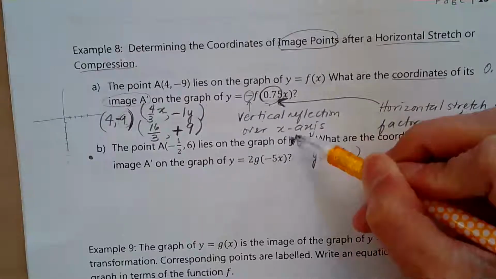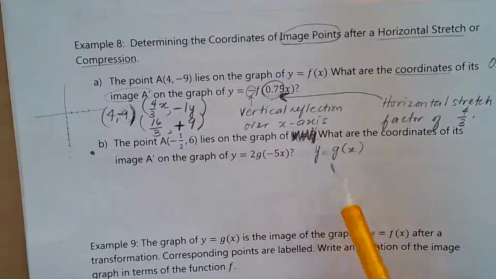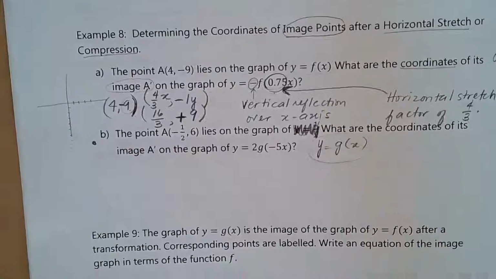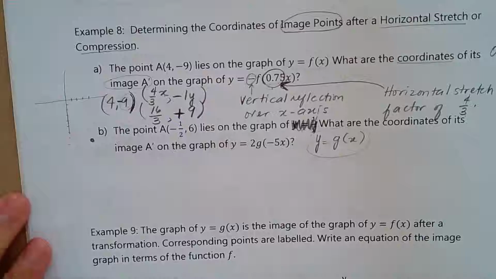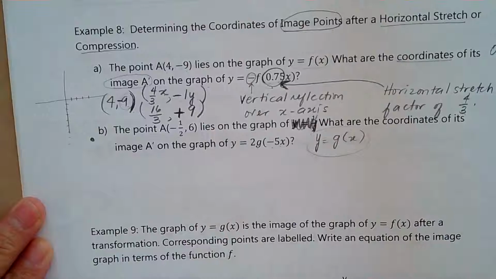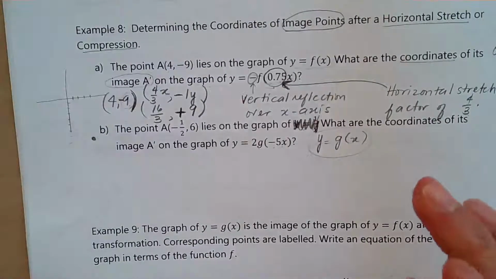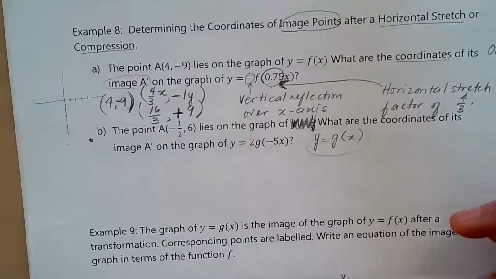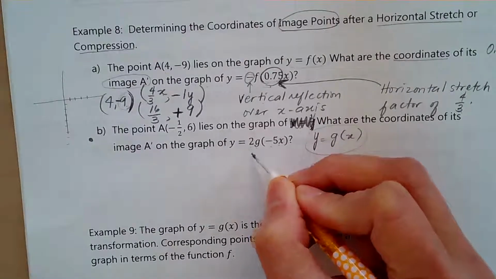So this one here, I had to scribble this out because this is not the right one. We're going to replace it with g of x. y is equal to g of x. What are the coordinates of the image on the graph that says 2 times g of -5x? Okay, let's see. Remember, we're all language learners of math here. What's the right terminology here? How do you read this?